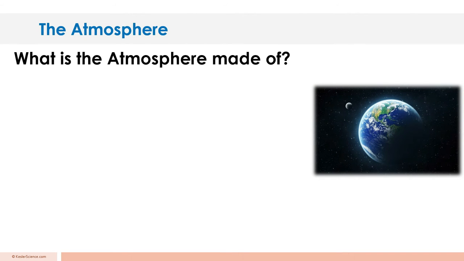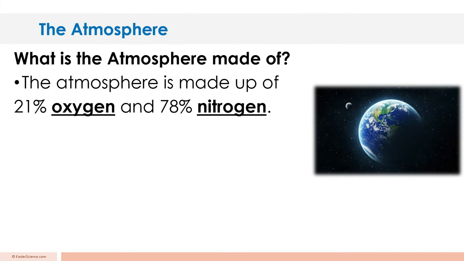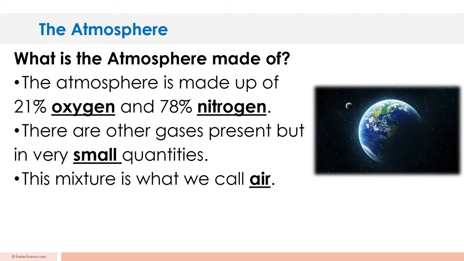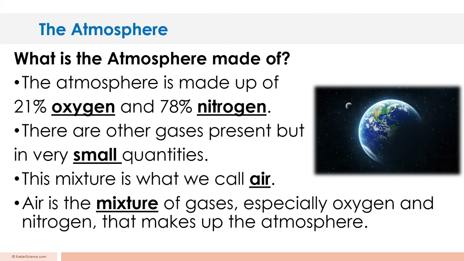So what is the atmosphere made of? It's made up of 21% oxygen and 78% nitrogen. There are other gases, but they're so small in quantity that we don't talk about them too much. Mostly oxygen and nitrogen, a tiny, tiny bit of other stuff. This mixture is what we call air. Air is a mixture of gases, especially oxygen and nitrogen, that makes up the atmosphere. So you can think of the atmosphere as being made up of air. What's air? A mixture of gases, in particular oxygen and nitrogen.